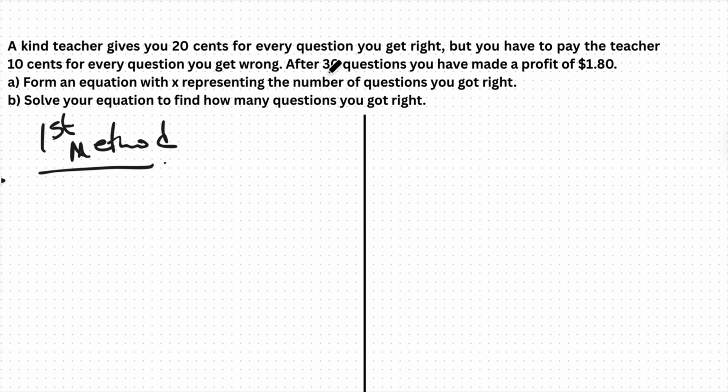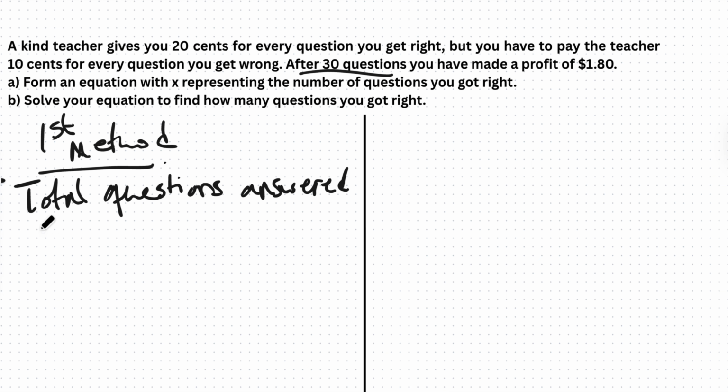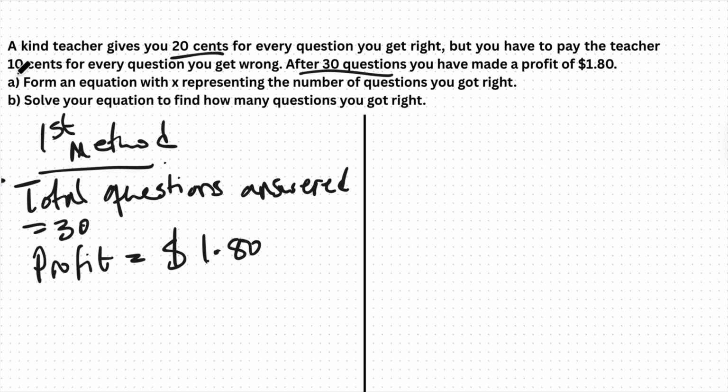So let's take a look at this. After 30 questions, that means that the total questions answered is 30. So that's a good data, and the profit is equal to $1.80. Now there's something we need to do here. Since we are talking about cents, it is only wise for us to convert this $1.80 to cents. So $1.80 is the same thing as 180 cents. This is what we're going to be using in solving our question.